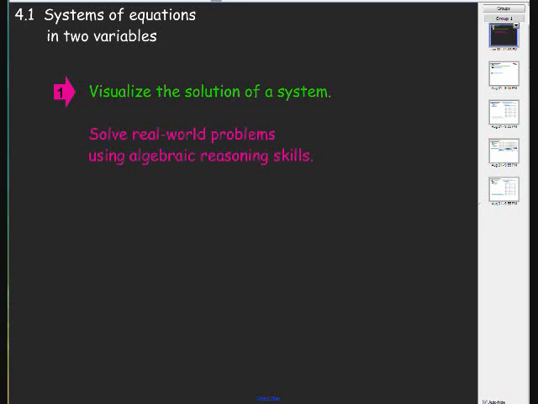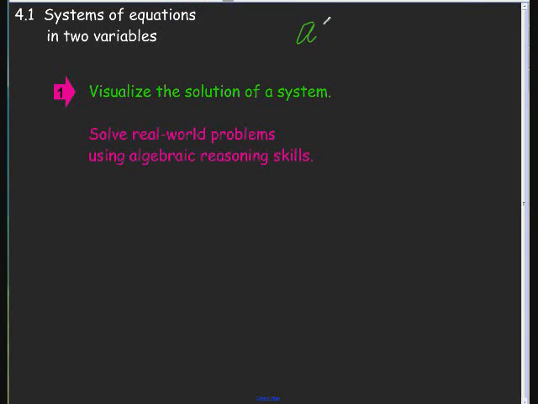Hoorah! Here we are in chapter 4. Now some of this is still going to look familiar to you because you have examined some of it when you were in Algebra 1. You may even have talked about some of it in geometry. But basically we are beginning Algebra 2 at this point.